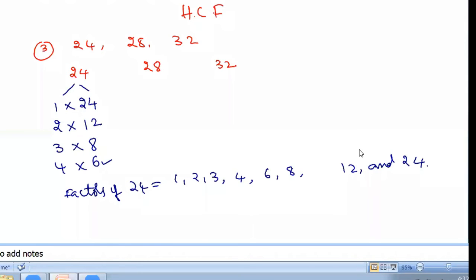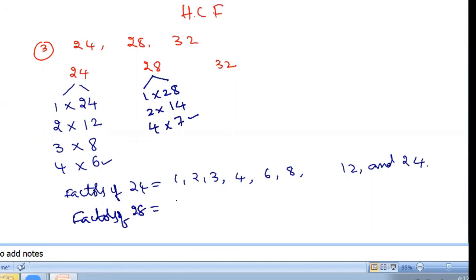Now, next we are finding the factors of 28. In the 1 table it will come, 1 times 28. Then 28 comes in the 2 table, 2 times 14 is 28. Again 28 does not come in the 3 table, but it will come in the 4 table, that is 4 times 7 is 28. Then it won't come in the 5 table or the 6 table, and again the 7 table it will come. So the factors are ended for 28. The factors of 28 are 1, 2, 4, 7, 14, and 28.